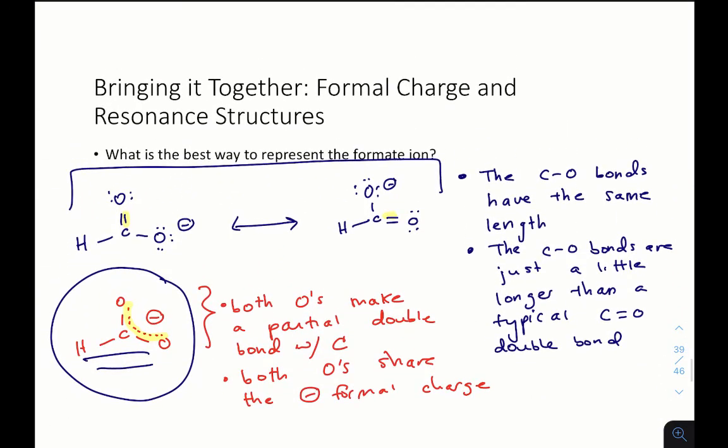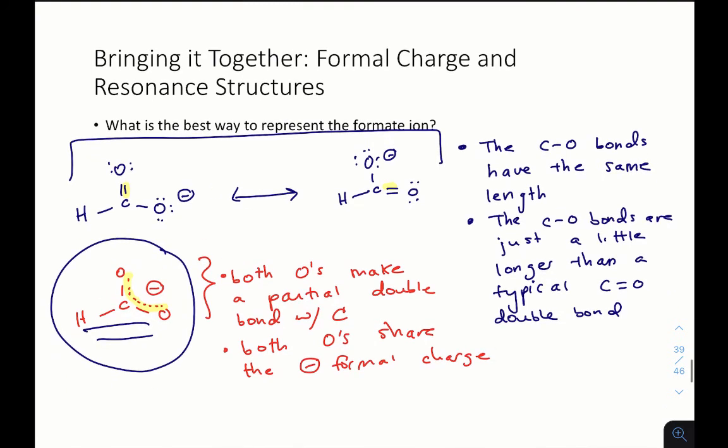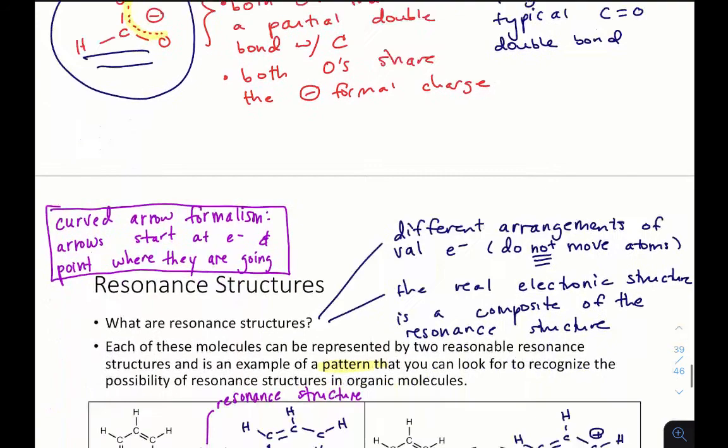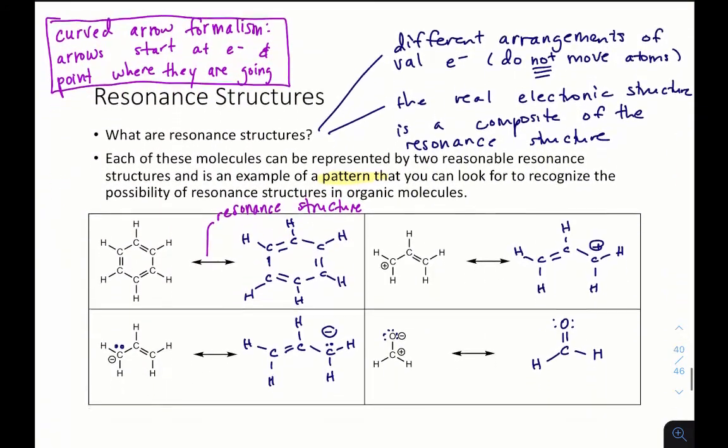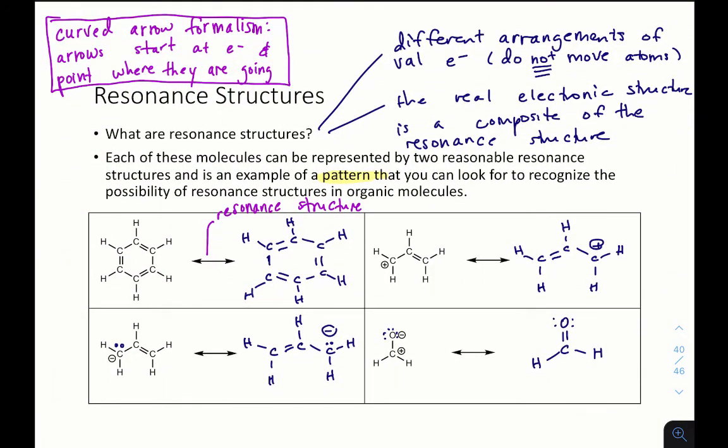There are two different ways to represent the same molecule because those structures aren't perfect. All right, so this arrow means one thing and one thing only. It means two drawings are resonance structures of one another. Neither one of them exists. The real molecule is a composite of them.